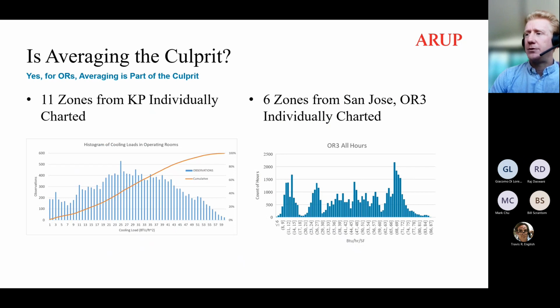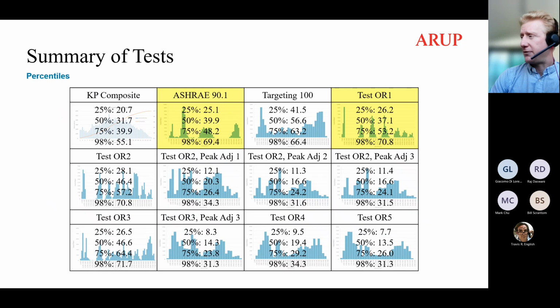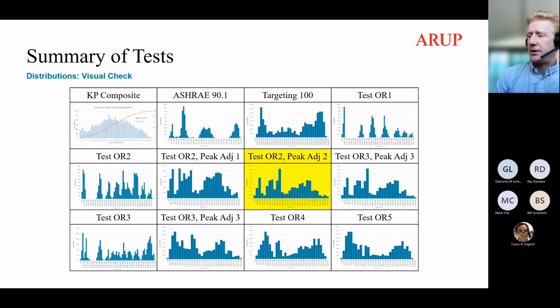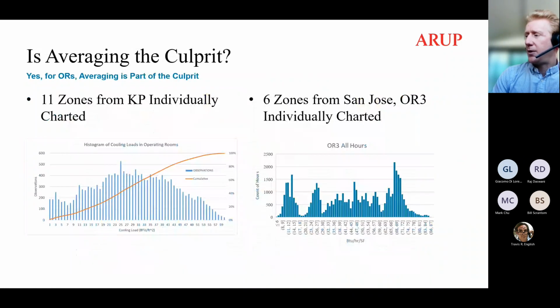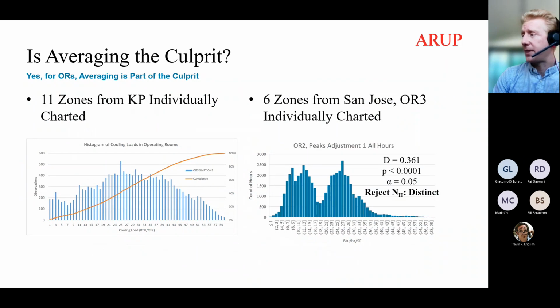What's interesting is that for operating rooms, we do find a bit of a difference in the averaging question from patient rooms. So if we look at the 11 zones on the left from the Kaiser Permanente data set that are individually charted compared to 6 zones from San Jose using the operating 3 schedule individually charted, there's a bit of a different shape to the data set. If I flip back a couple here, you can see in that operating room 3 in the lower left, the data set here is reflected with a slightly different modification of the total peaks within by disaggregating that data.